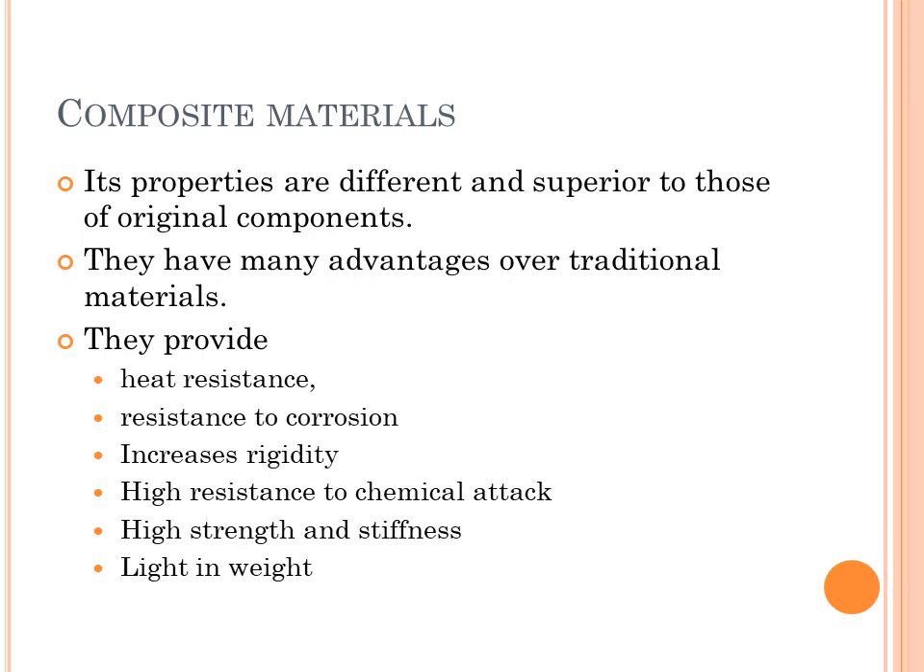The properties of composite materials are different and superior to those of the original components. They have many advantages over traditional materials. The main advantages are that they provide heat resistance, they are resistant to corrosion, they increase rigidity, they have high resistance to chemical attack, they have high strength and stiffness, they are light in weight.